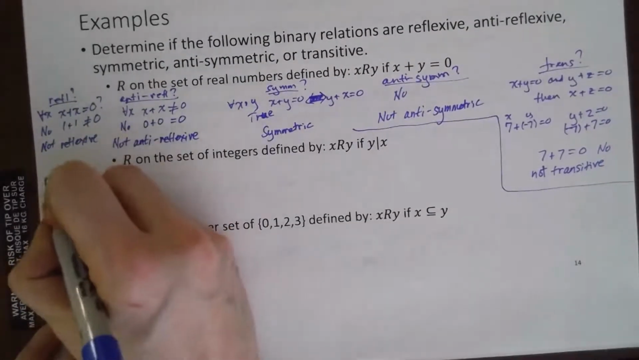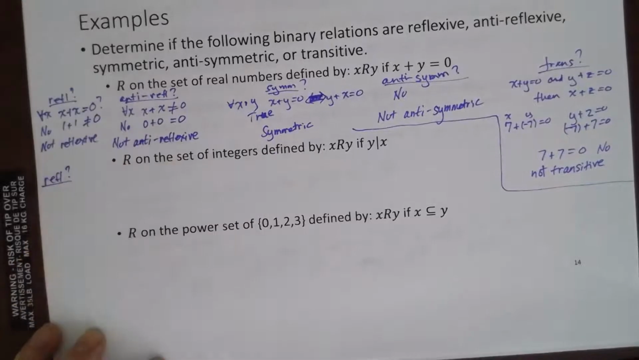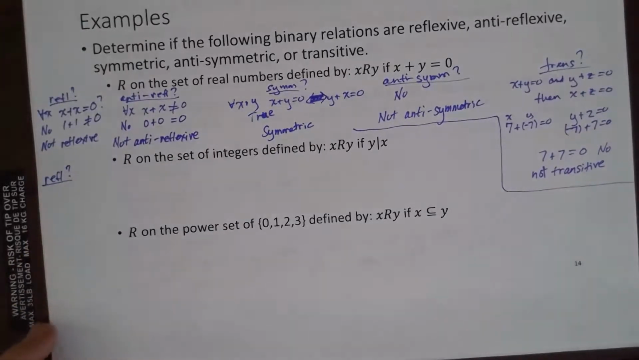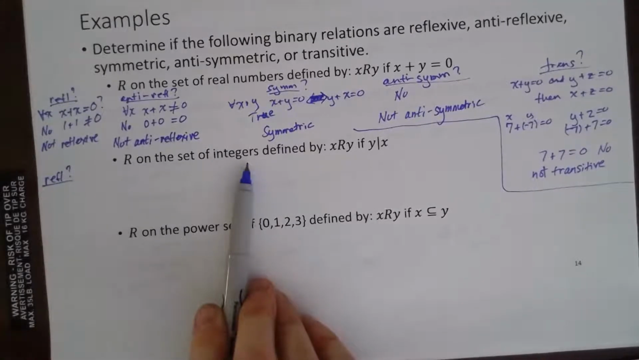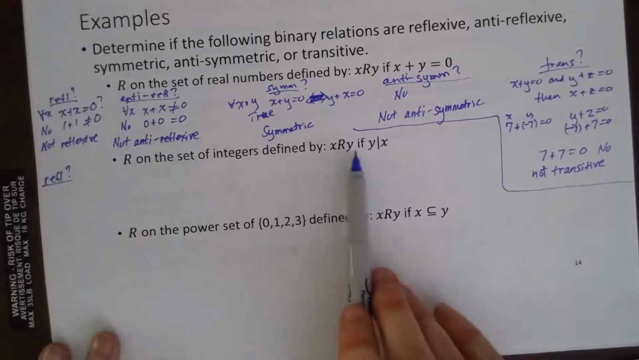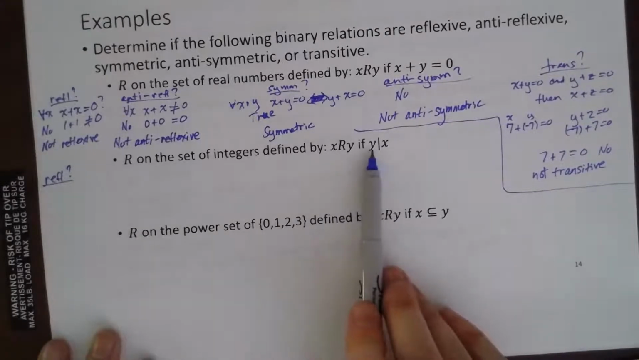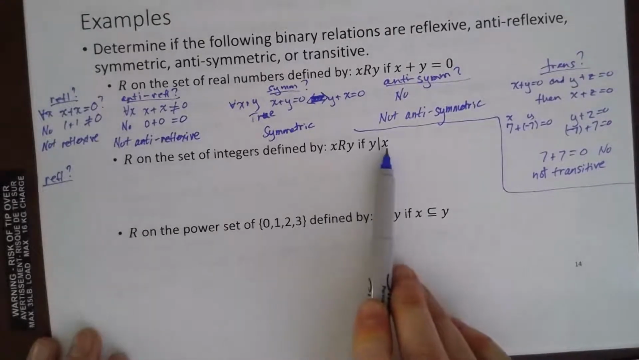All right, let's look at this next one. This time we're talking about the set of integers, which can be positive and negative. It doesn't say positive integers, so a set of integers. And then x is related to y if y divides x.